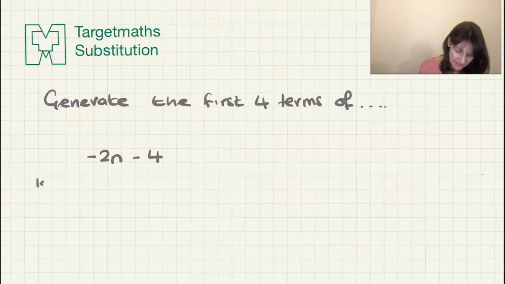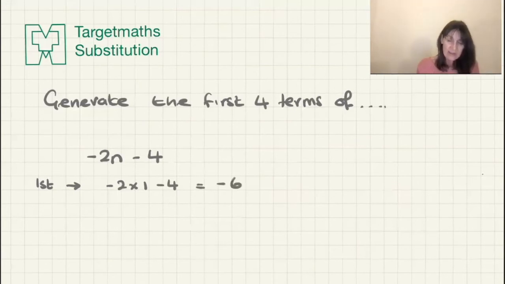Okay, so the first number's going in. It's -2 times 1, -4. So -2 times 1 is -2. -4 means go down this time. We're not adding up towards the 0, we're going further away. So -6. Let's put the second number in.